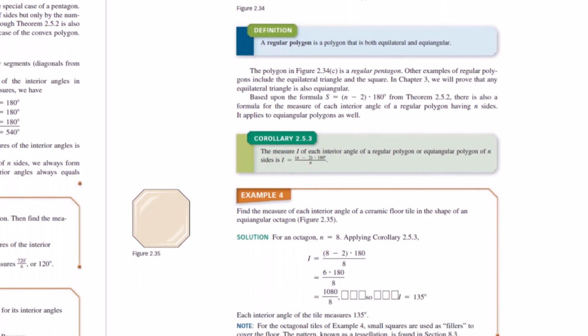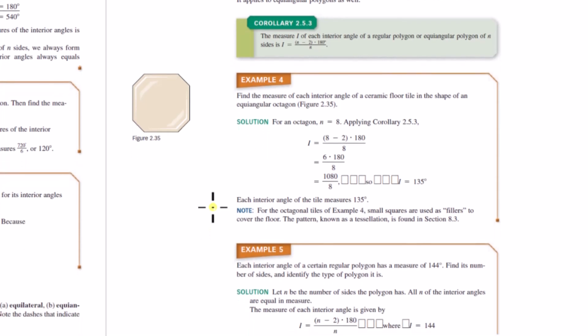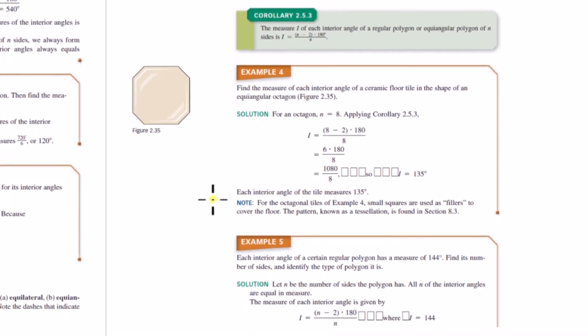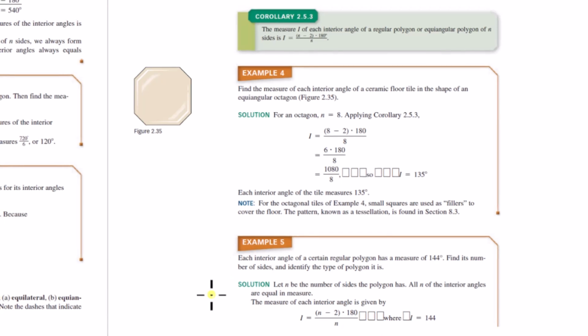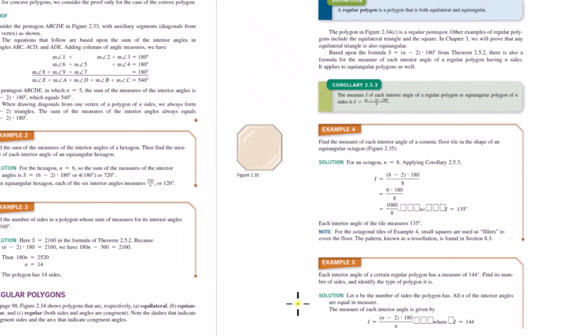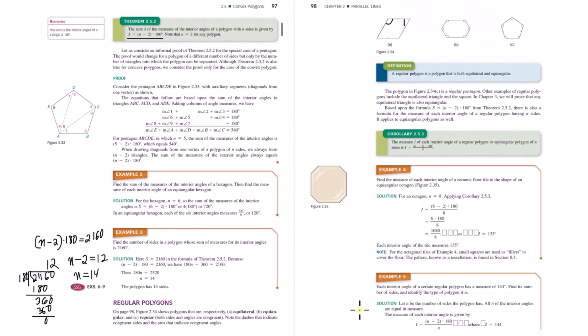Okay, so now they work a couple of example problems here. These are pretty simple, but in the next video, we'll work examples and you'll get a feel for this. In this problem, you find the measure of each interior angle of ceramic floor tiles in the shape of an equal angular octagon. And then here, each interior angle of a certain regular polygon has a measure of 144 degrees. Find the number of its sides and identify the type of polygon it is. It's pretty straightforward, but we'll still work some examples like this in the example problem video.